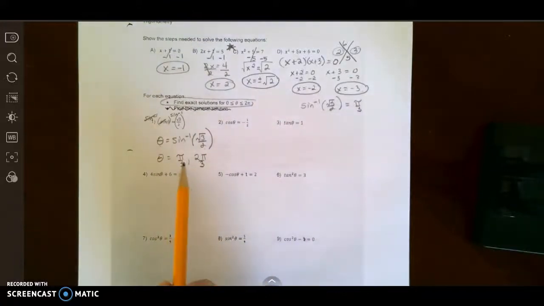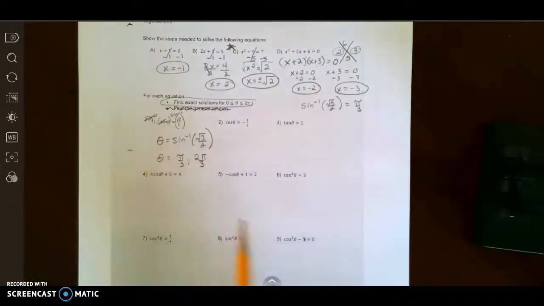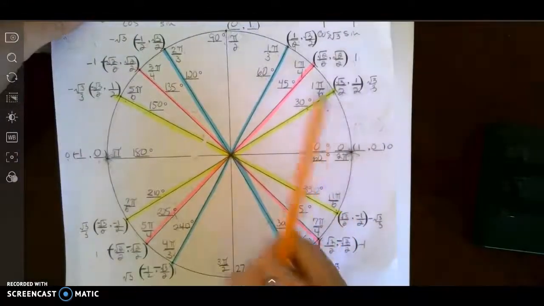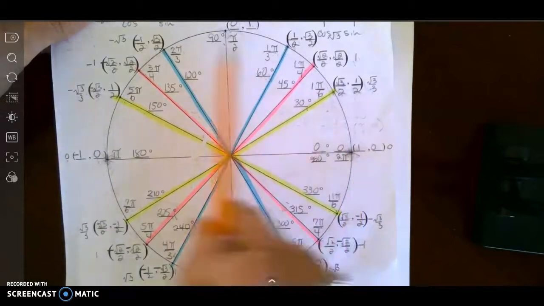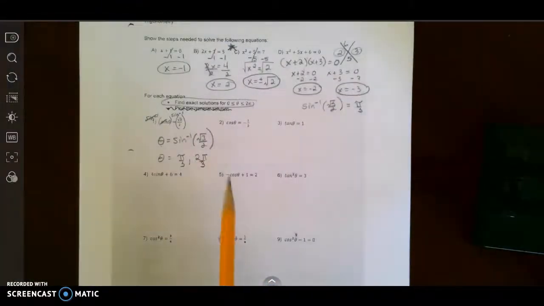If you only give me one solution, you only get half the credit. You need both solutions. When you're solving an equation, notice they're saying all solutions between 0 and 2 pi. Most people like this better because now we get to just use the entire unit circle and give all possible solutions from the whole unit circle.